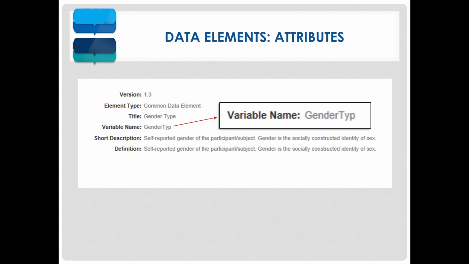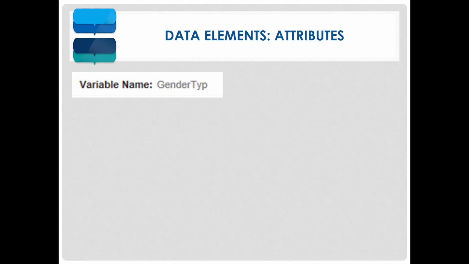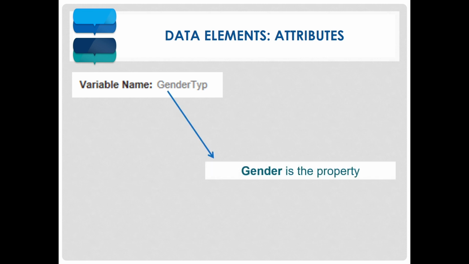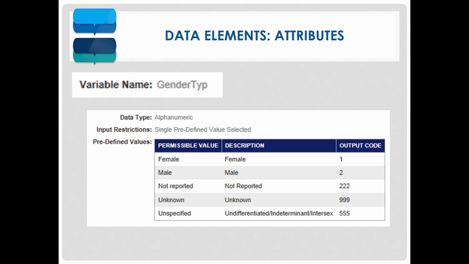The variable name of a data element is its most identifiable feature. The variable name has a property which shows what is being asked about the topic, so here, gender, and a representation term, which shows what the anticipated response or answer is. Here it is type. For this particular representation term, there is a set of permissible values from which the user can select the proper subject gender. Certain representation terms indicate the presence of permissible values, as is the case with type.